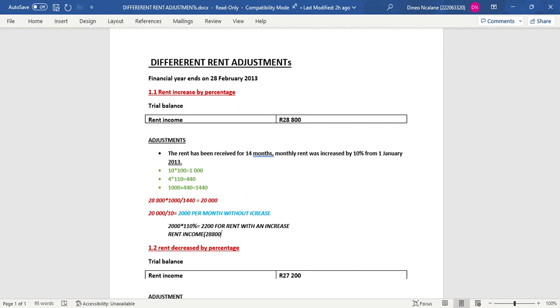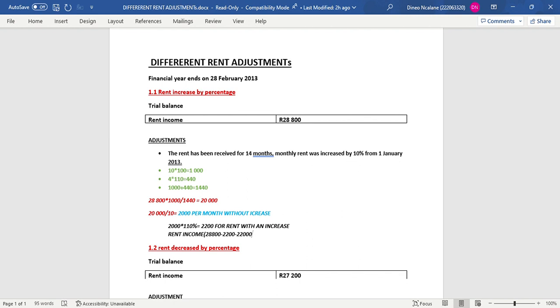and there is this 28,800. Okay, now because the rent is received for 14 months, there are 2 extra months, and now we know that rent with an increase per month is 2200. So we are going to say 28,800 minus 2200 for the 14th month, the month for the 2 months above the financial year, and we are going to say minus 2200 again. Okay, then we will close your brackets. 28,800 minus 2200 minus 2200.